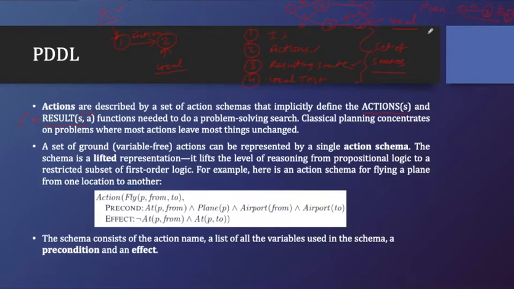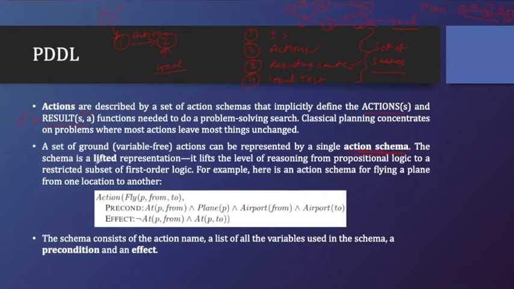That is what we have to find out in this particular chapter, or in this particular topic. Here it says that the set of ground, variable-free actions can be represented by a single action schema. So we have some action schema, and we'll understand what we mean by action schema and how we represent one action.